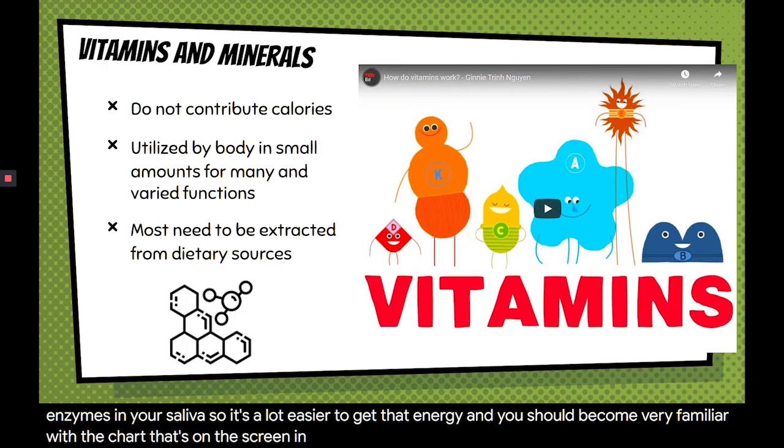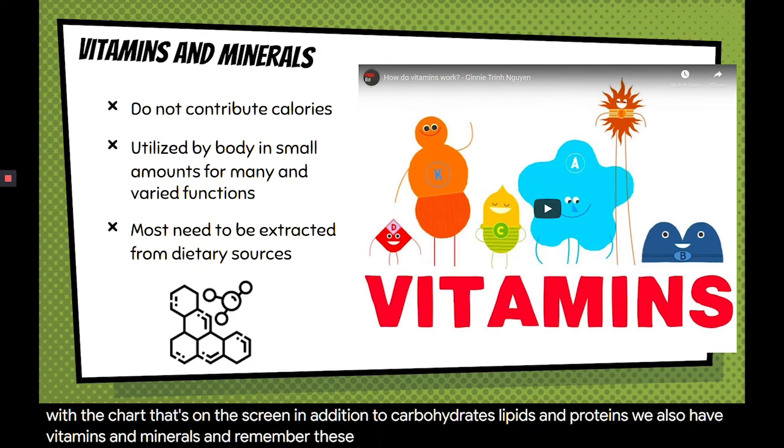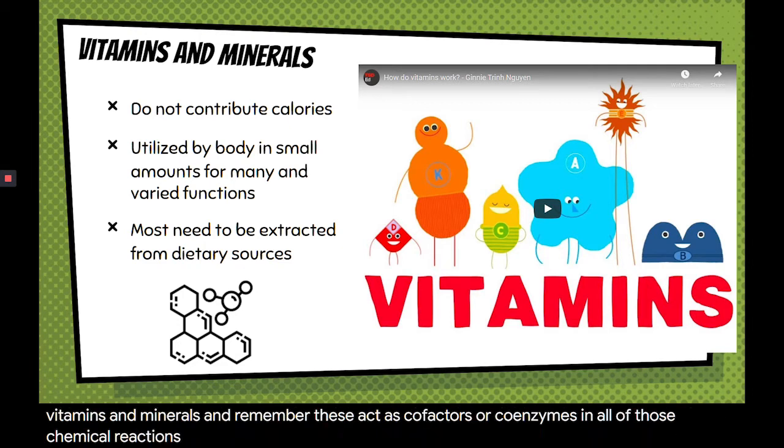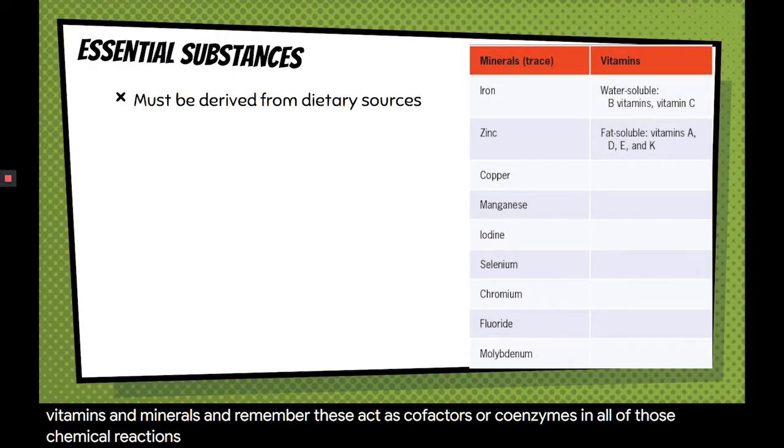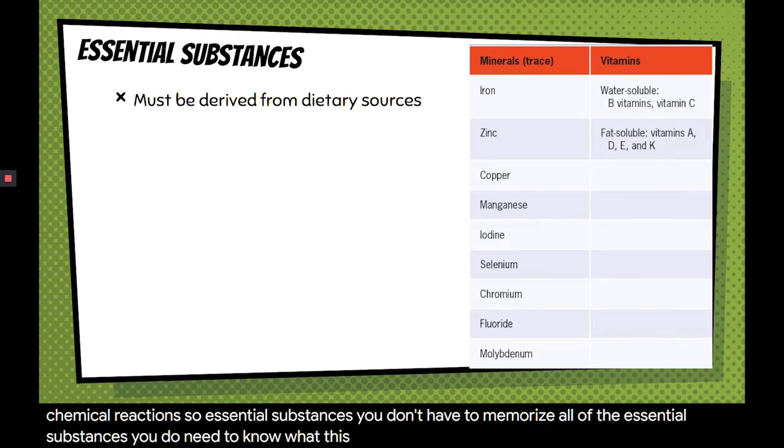In addition to carbohydrates, lipids, and proteins, we also have vitamins and minerals. And remember, these act as cofactors or coenzymes in all of those chemical reactions. So essential substances, you don't have to memorize all of the essential substances. You do need to know what this means.